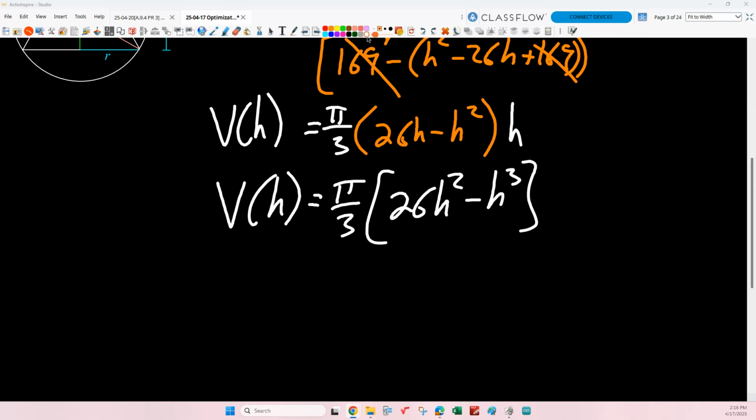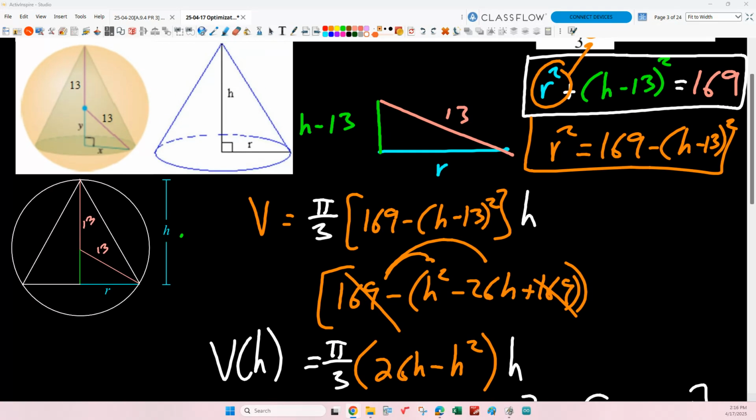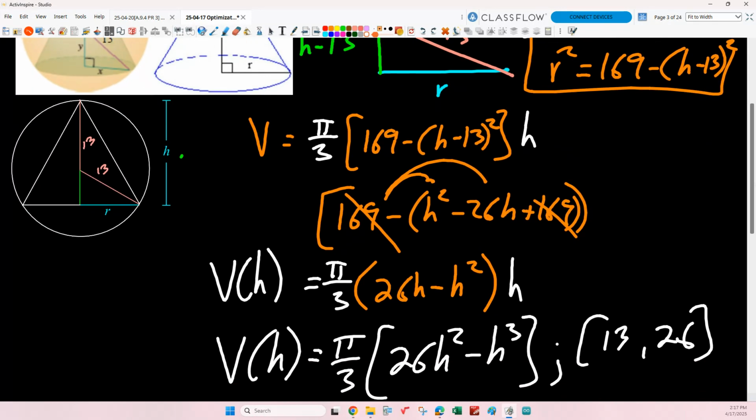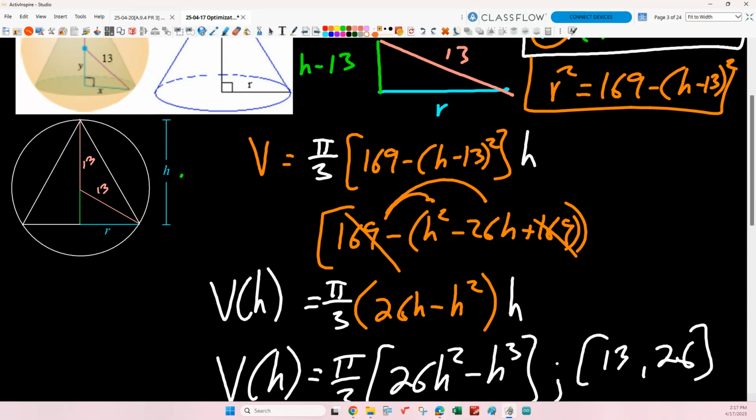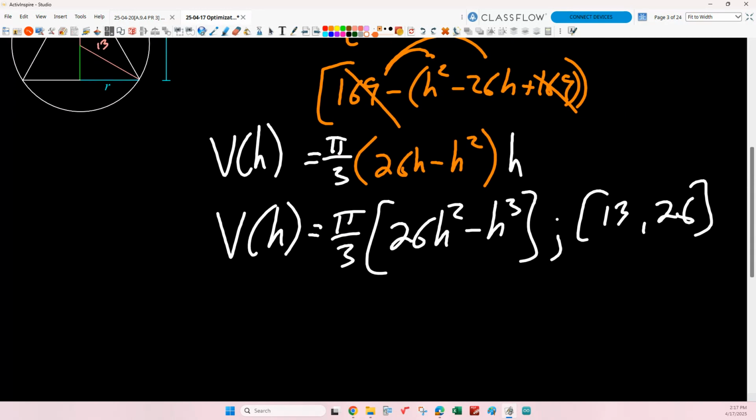I could go from 0 to 26, but there's no point. I know that my solution would have to be somewhere on that interval, right? Everybody good? And there's no reason that, as the height increases, the radius is just going to change inversely. One's going to get bigger, the other one's going to get smaller, okay? That makes sense? And from there, it's pretty simple, right?